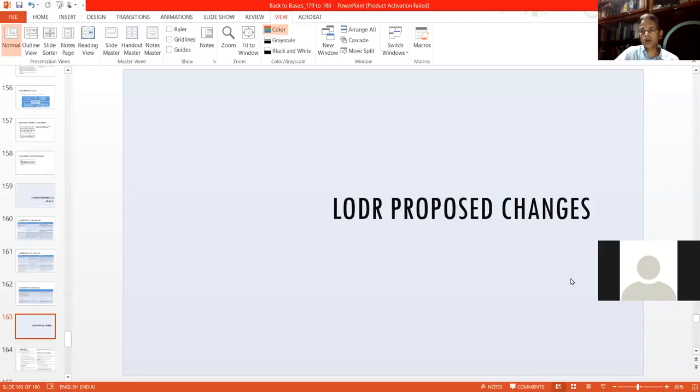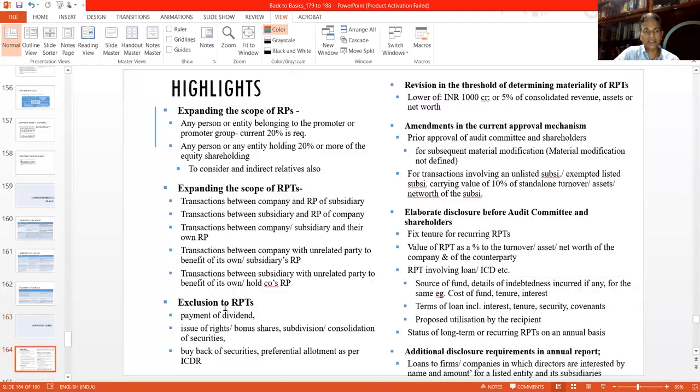So the proposed or likely changes under LODR regulations likely to come from SEBI. We don't know as of now, there's still proposals, but likely to come. What are the changes? The changes are as follows. First, the meaning of the word RP is getting expanded. Currently, the word RP is defined in accordance with accounting standards. Then the entity forming part of promoter or promoter group are taken in the RPT definition.